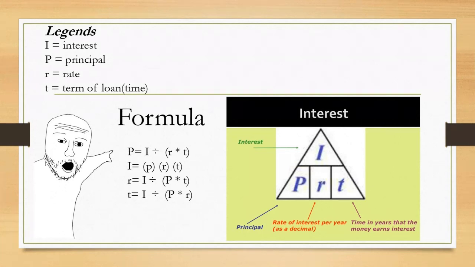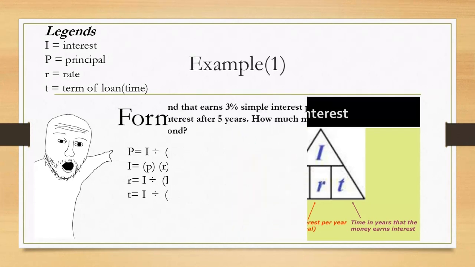Now the formulas. If we are to find P, the formula is I divided by R times T. If we are to find I, it is P times R times T. If we are to find R, we divide I by P times T. If we are to find T, it is I divided by P times R. Okay, now let's get into the examples.